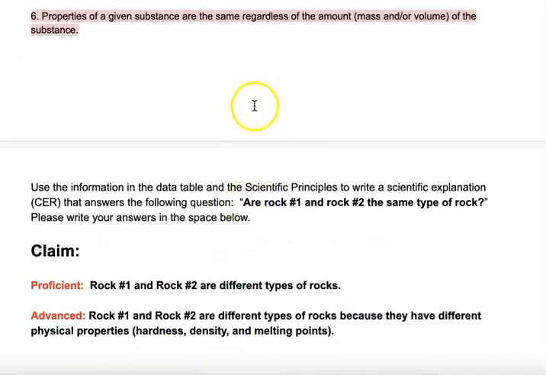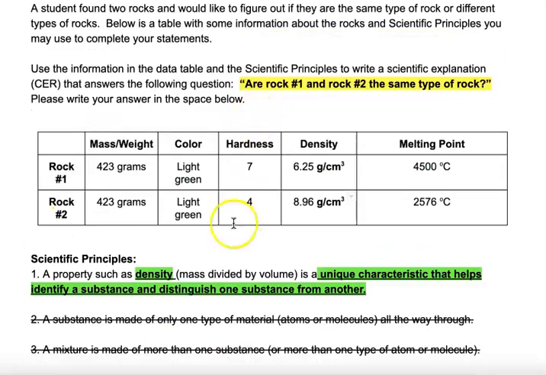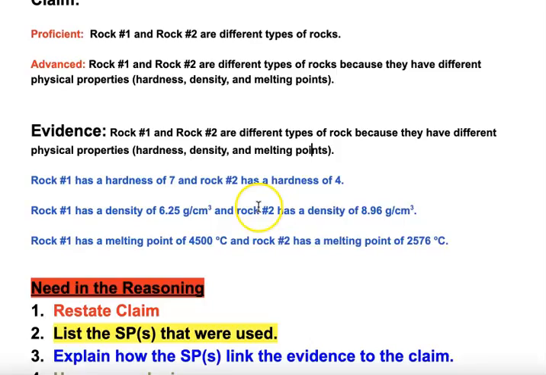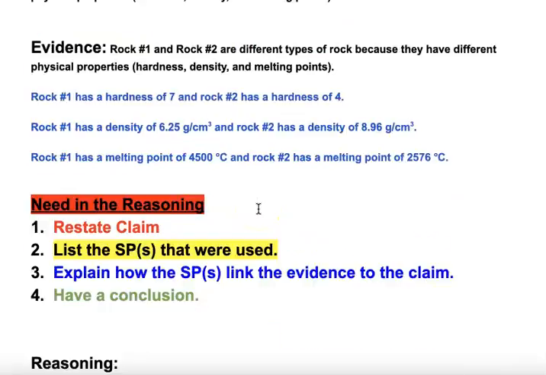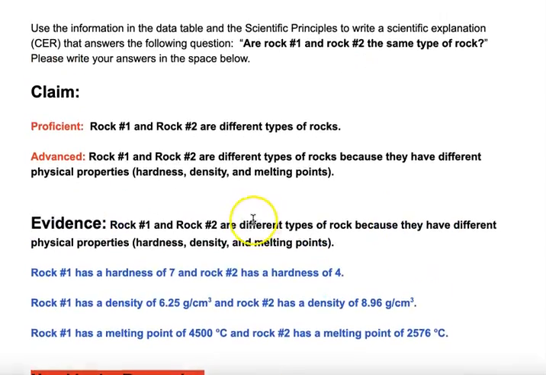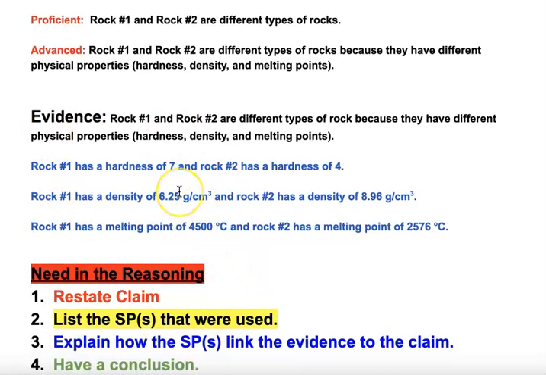And the data comes from here. One of the big things that a lot of you did wrong in your last test is you were pulling in data from your real life experiences and from other labs we did. Your data has to come from here. So that right here would be proficient.